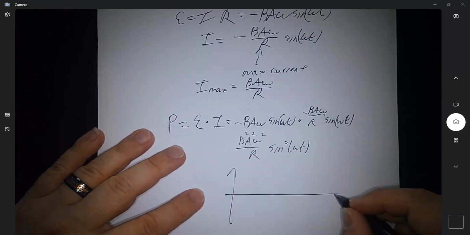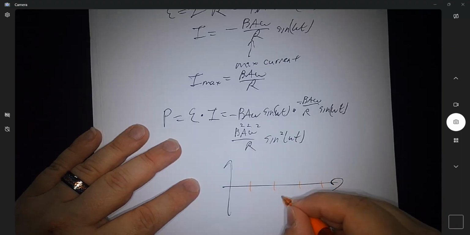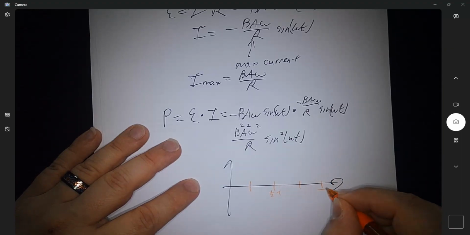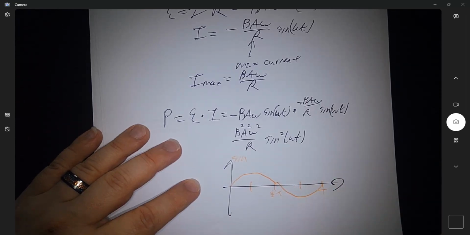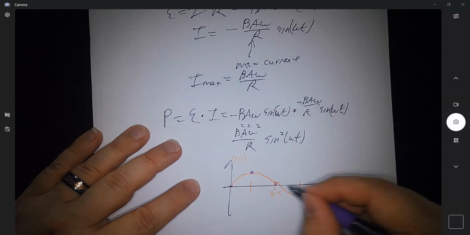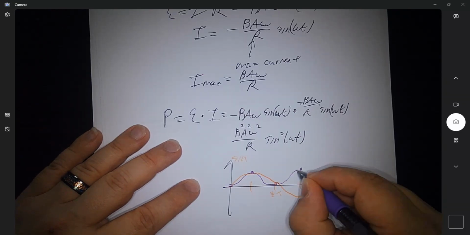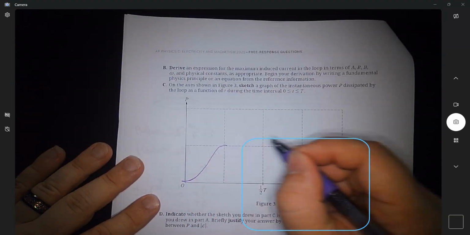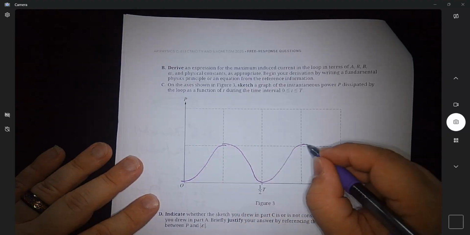So here's going to be in orange, 1, 2, 3, 4. Half T, 1 T. So sine in orange, and then in purple, sine squared, maximum 1, minimum 0. Negative 1 squared is positive 1. So it's going to look like this. Okay, so now I'm just going to say, I don't have to label anything, do I? It doesn't say I have to label anything.